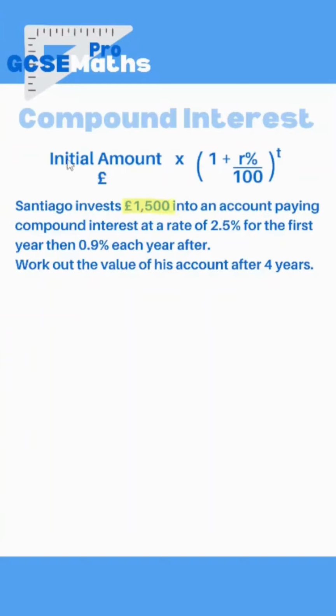We've got 1,500 as our initial amount. We've got 2.5% for the first year, and then 0.9% each year after. And then we've got 4 years. So we're just going to use this compound interest formula, but twice, each time for the different interest rates.